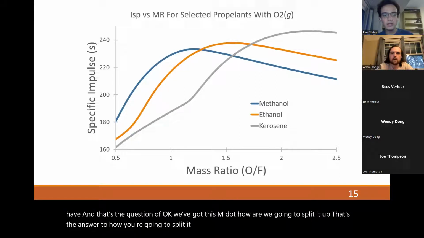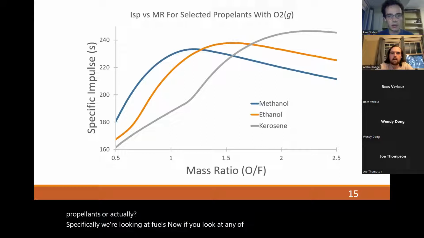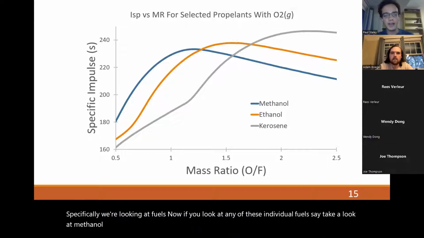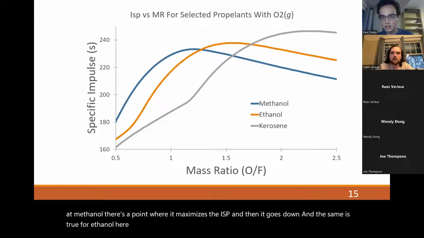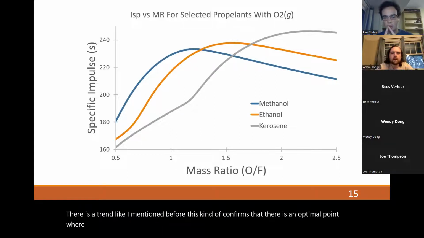Now, if you look at any of these individual propellants, or actually specifically we're looking at fuels now, say take a look at methanol, there's a point where it maximizes the ISP and then it goes down. And the same is true for ethanol here, and the same is true for kerosene. So there is a trend, like I mentioned before. This kind of confirms that there is an optimal point where it exists.